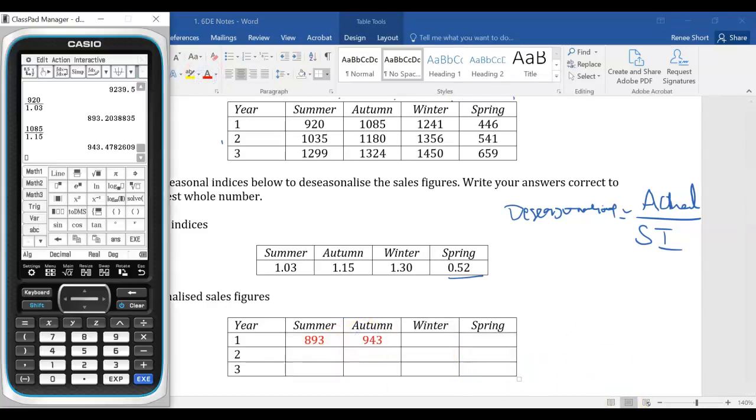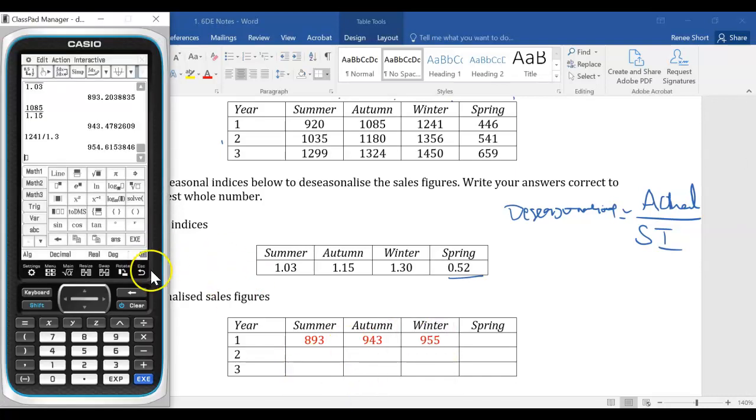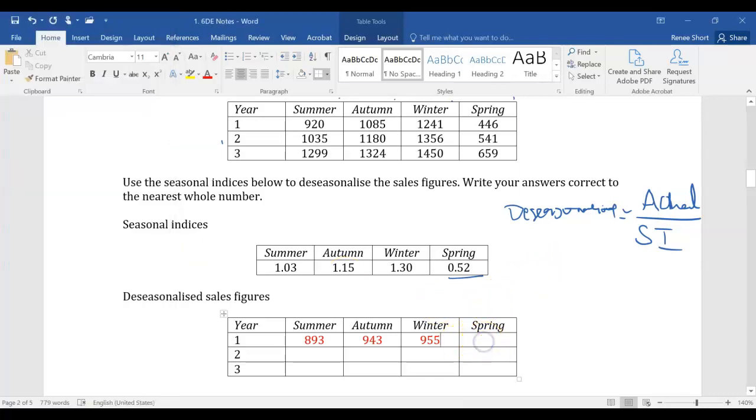Again, winter, 1,241 divided by 1.3, and I get 955. And finally, spring, 446 divided by 0.52. Remember I said before, this one's going to increase for us. So this ends up being 858. So I've now deseasonalized the figures for year one.